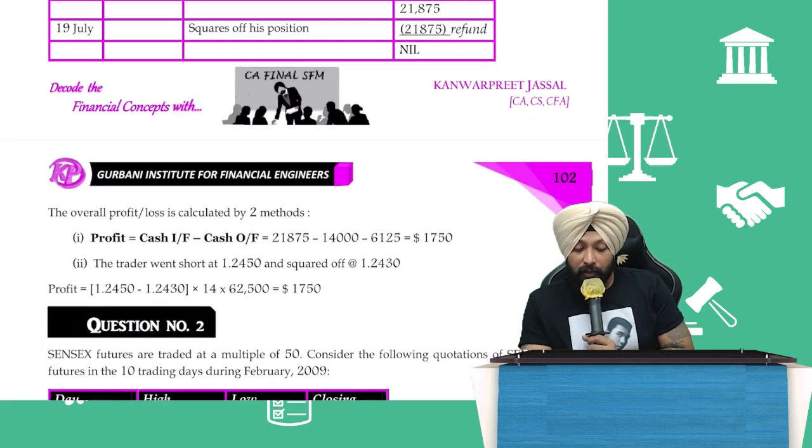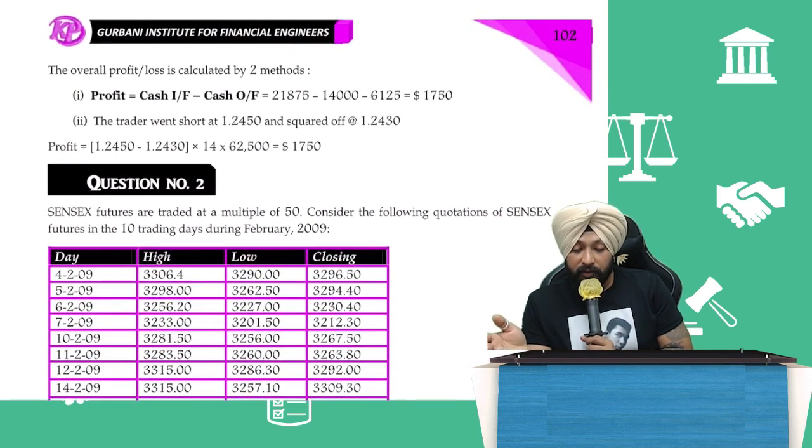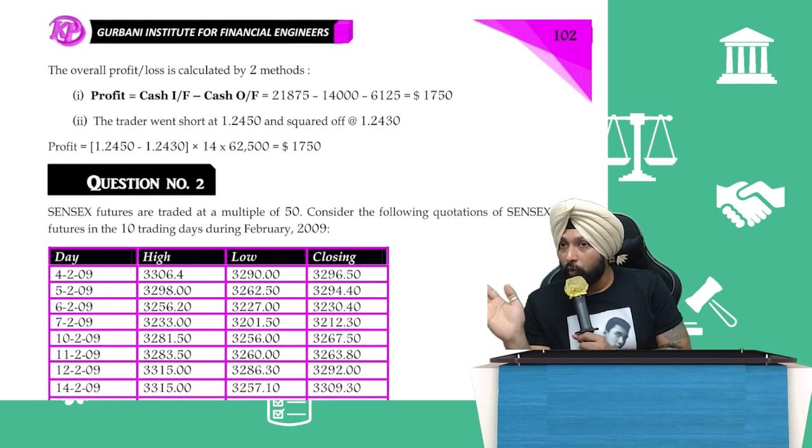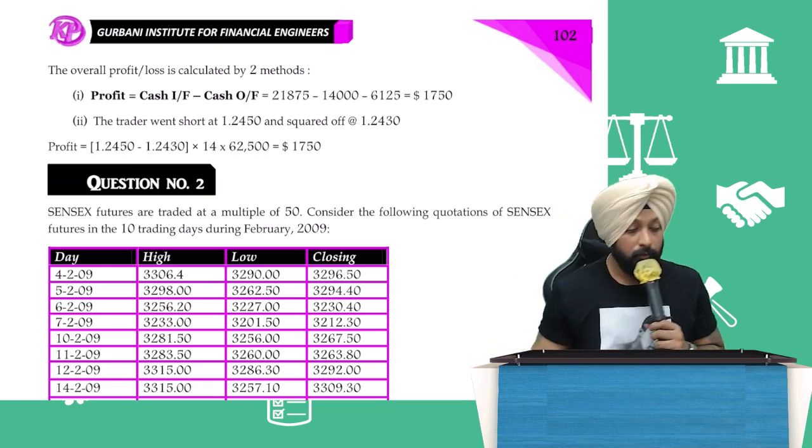What is the profit? On the next page I have shown there are two methods. Either you simply do cash inflow minus outflow. I personally don't prefer that method. That is a little kiddish. You go with the second method. What is the rate at which I initiated a short position? What is the rate at which I squared off my position, into number of lots into lot size? Just go through it.